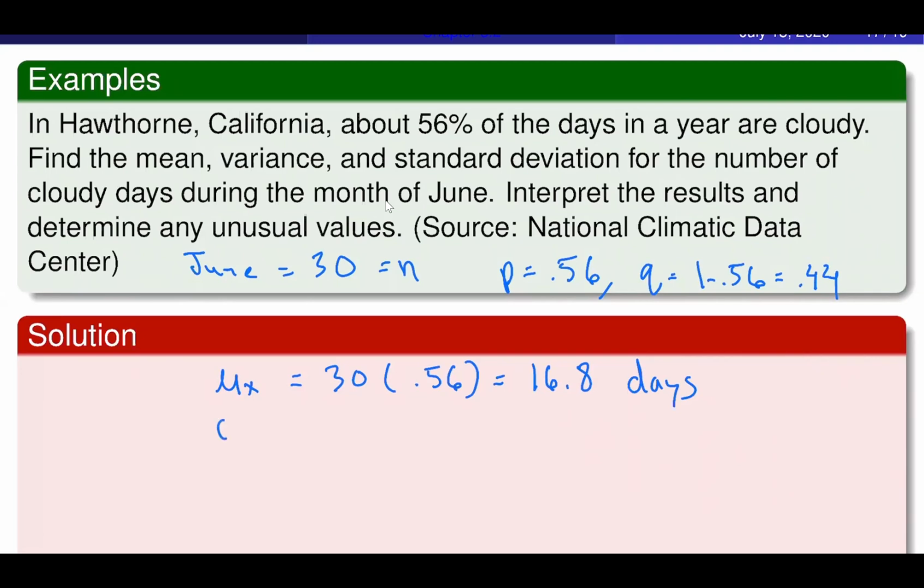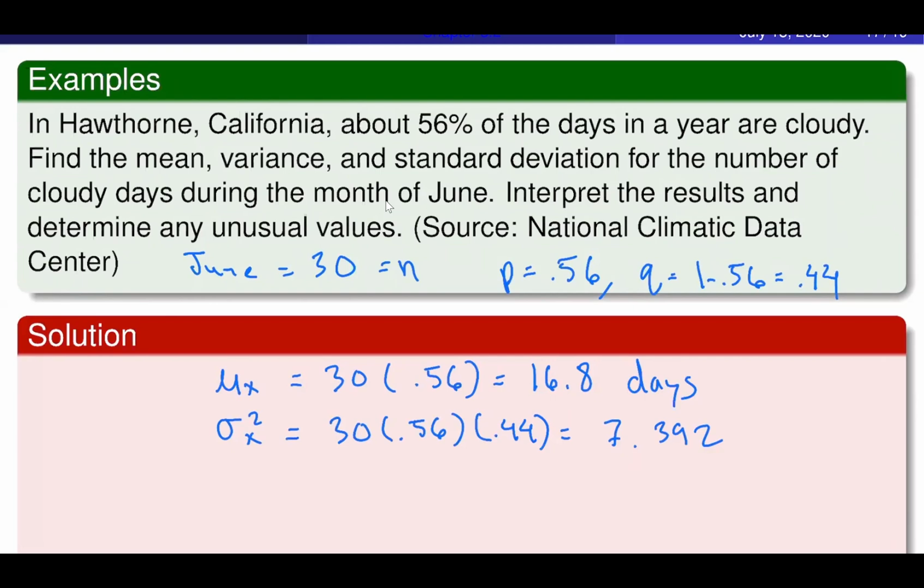So for the variance, sigma squared of x is equal to 30 times 0.56 times 0.44. Let's see, what do I get? 30 times 0.56 times 0.44, and you get 7.392. Everybody good on variance?